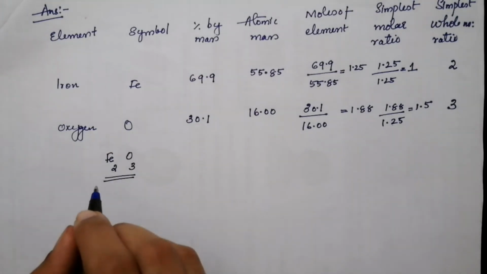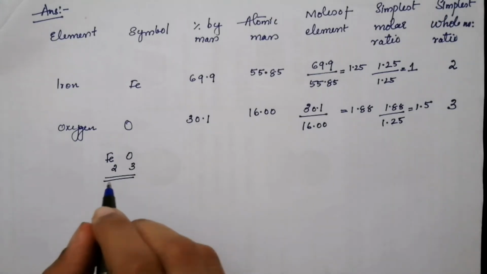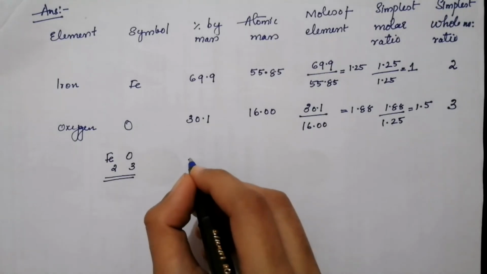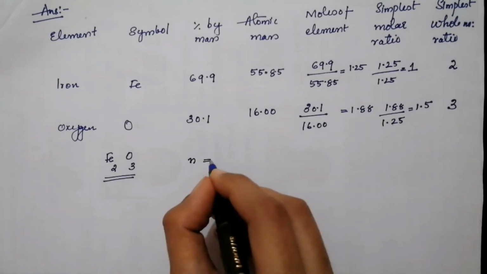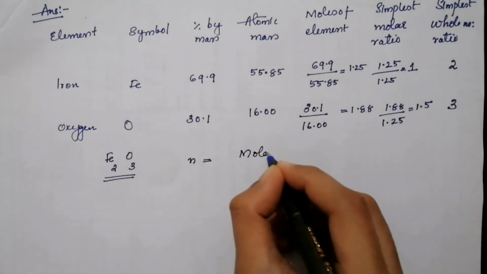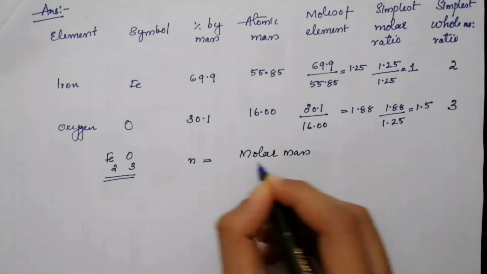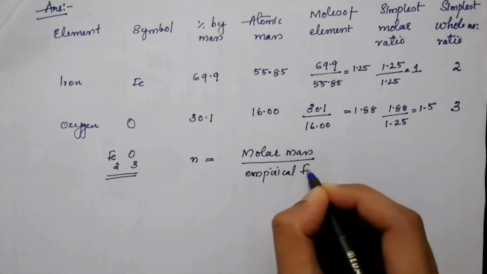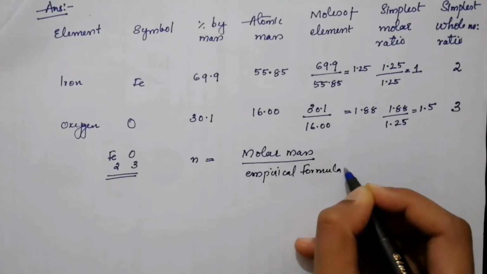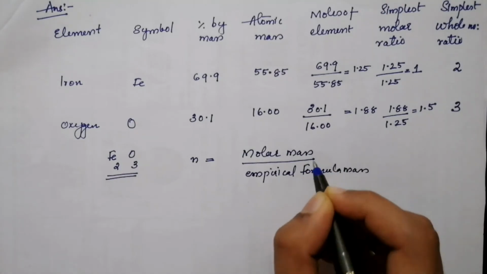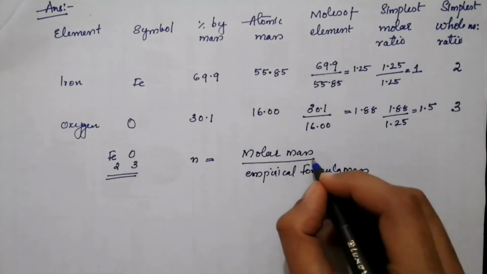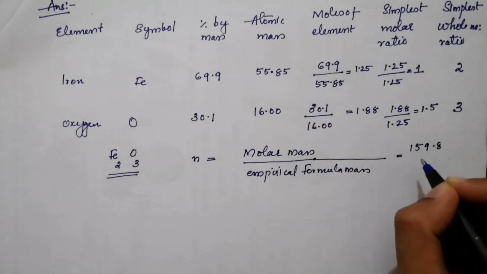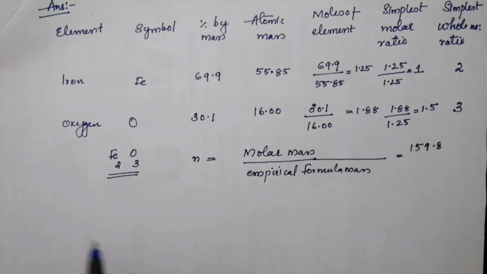Now in this question we are asked to calculate the molecular formula. So to calculate the molecular formula, we have to calculate what n is. n is the molar mass divided by the empirical formula mass. The molar mass, which is already given in the question, we know that it is 159.8. Now we have to calculate what is the empirical formula mass.